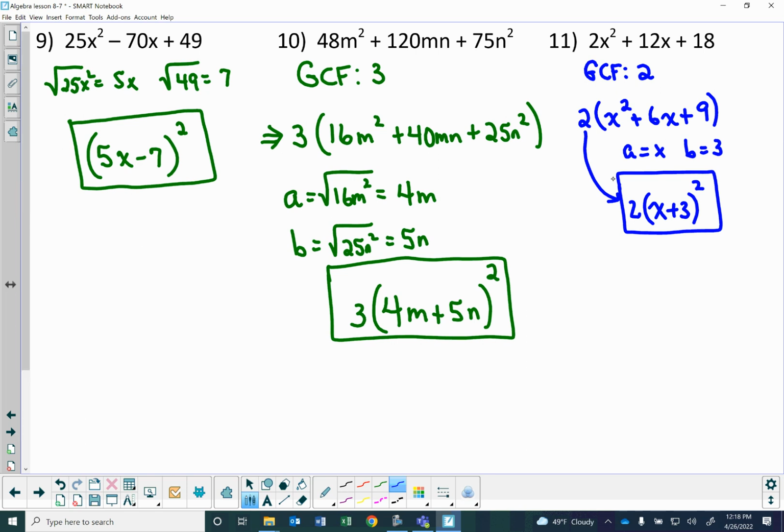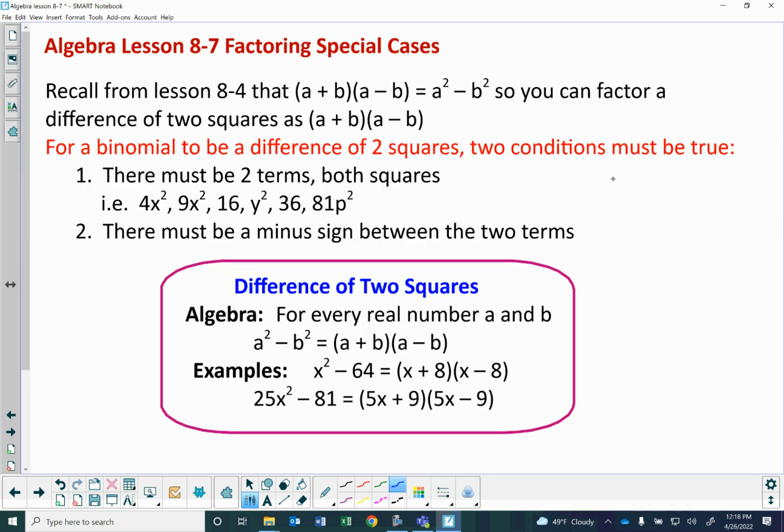Okay, now recall from lesson 8-4 that we also had a special product as a product of the difference and sum of 2 numbers. Okay, so a plus b times a minus b would end up to be a squared minus b squared. So a squared minus b squared is the difference of 2 squares, and it will factor to a plus b times a minus b.